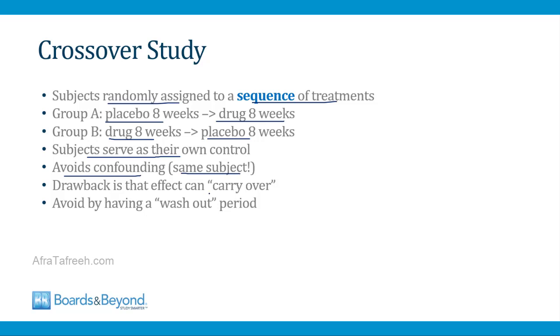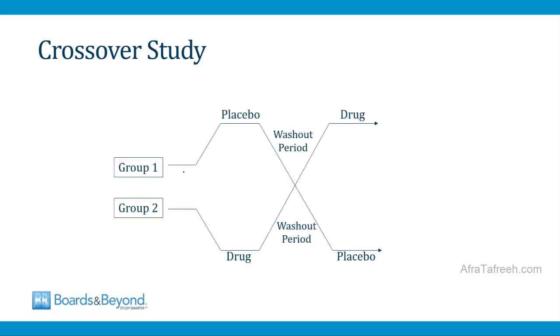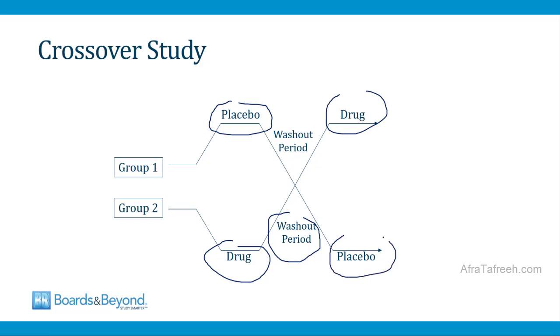There is a drawback, and that's that the effect can carry over. So after you stop the drug, the effects can carry over into the placebo period. So to avoid this, crossover studies usually have what's known as a washout period. So this is the way a crossover study might work. Group 1 might get the placebo for 8 weeks, and Group 2 might get the drug for 8 weeks. Then there's a washout period of maybe a month or so, and then the groups switch so that Group 1 gets the drug and Group 2 gets the placebo.